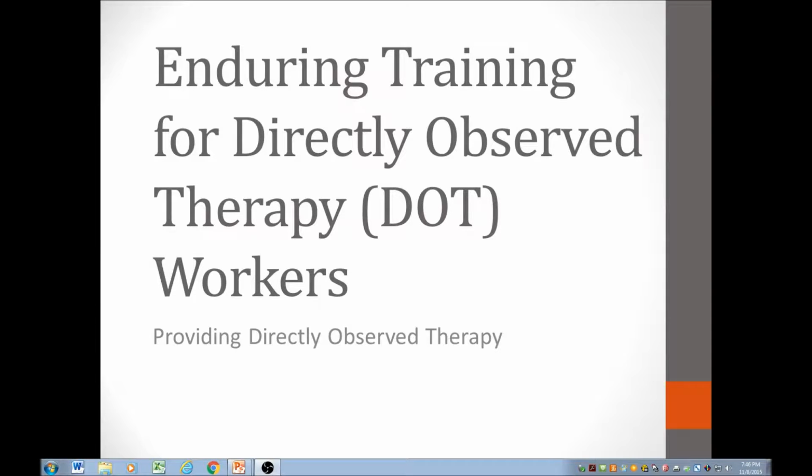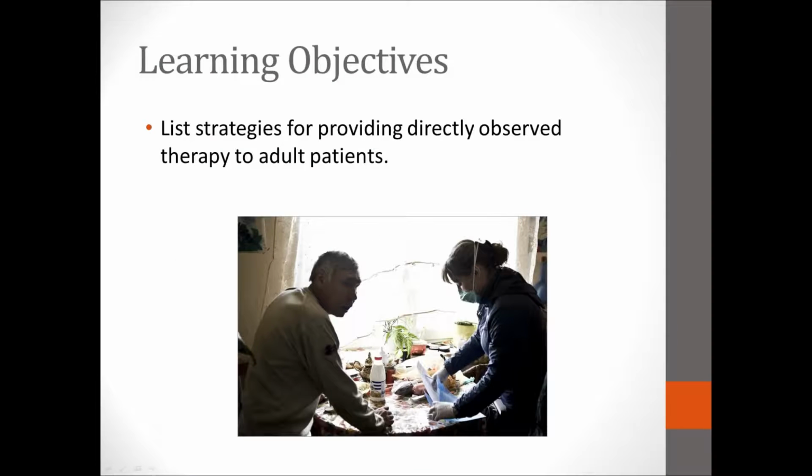Welcome to Enduring Training for Directly Observed Therapy Workers. This is Lesson 5, Providing Directly Observed Therapy. The learning objective for this lesson is to list strategies for providing directly observed therapy to adult patients.